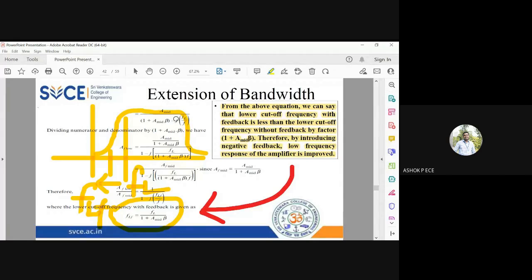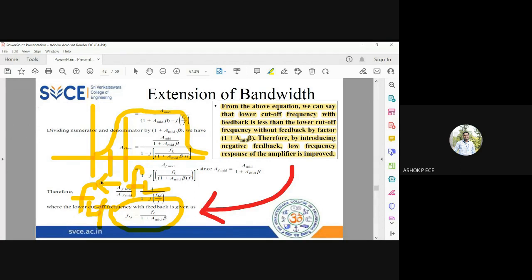This is one achievement of putting negative feedback. Negative feedback results in reduction of the lower cutoff frequency and improvement of the low frequency response of the amplifier. Two things you have to understand. When you are applying negative feedback, first, the lower cutoff frequency is reduced. It will be renamed as FLF, and FLF equals FL by 1 plus A mid into beta, or FL by capital D.